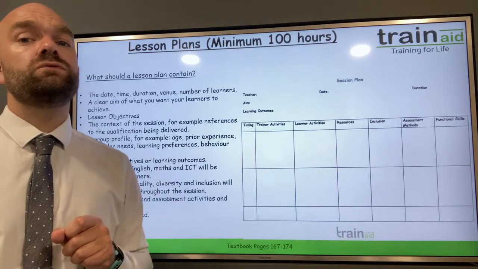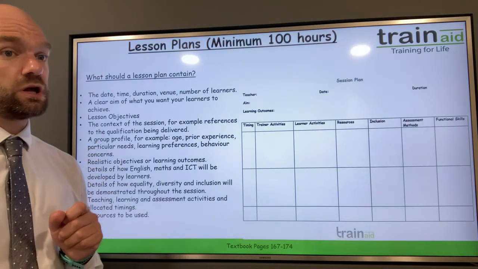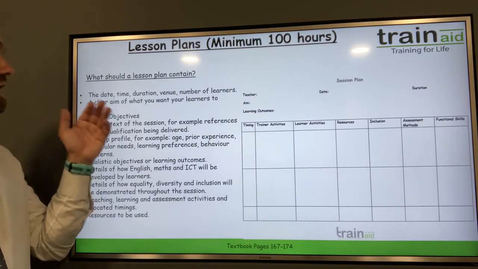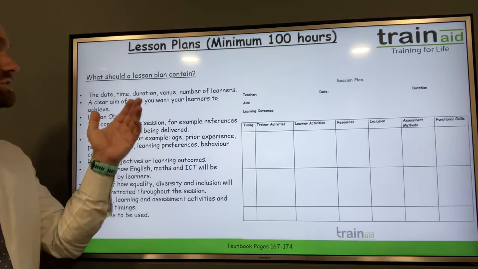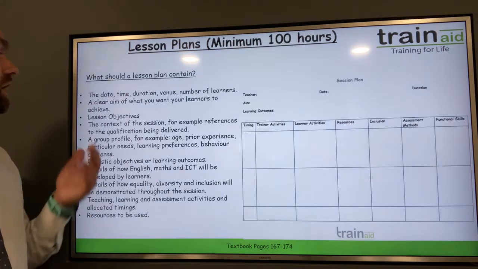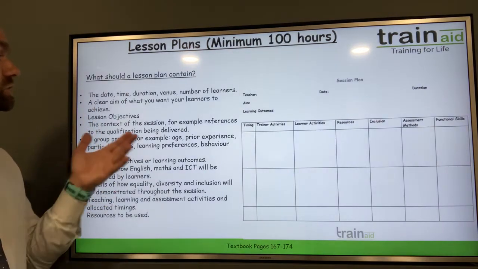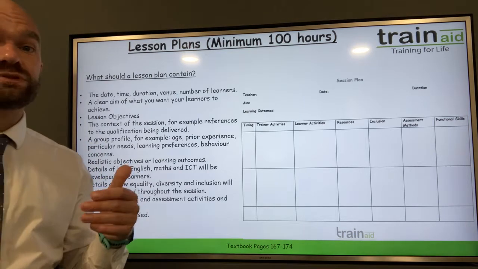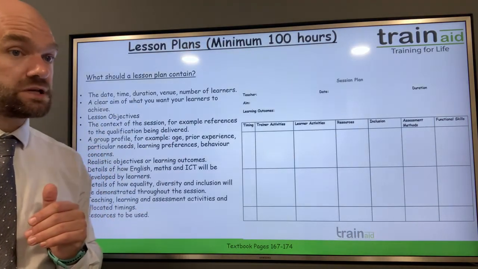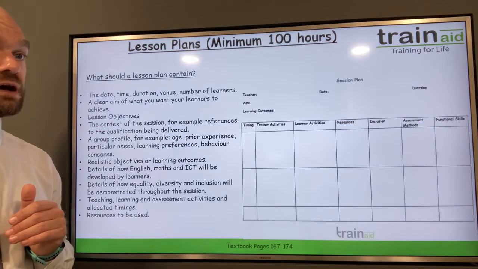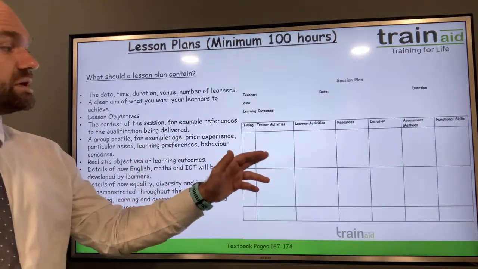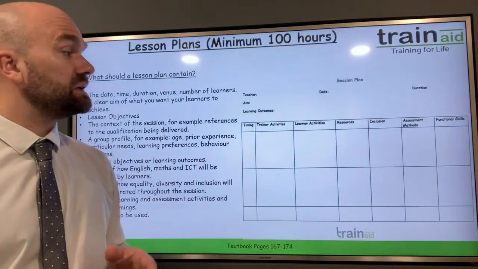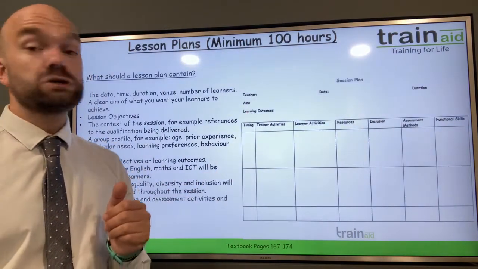Okay, so what information should be required on a lesson plan? So as we can see here, you should have the date, the time, the duration of the course, venue, number of learners perhaps, a clear aim, okay, of what you want the learners to achieve, lesson objectives, so those are the steps towards your aim of the lesson. You could also have timings, the trainer activities, learner activities, resources that you're using. We also have inclusion as well.